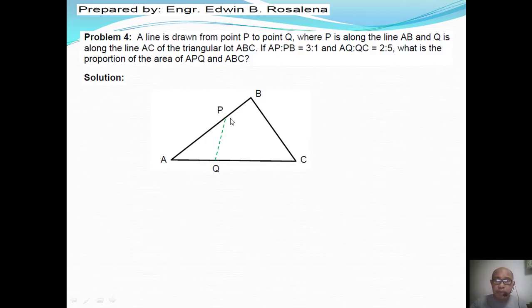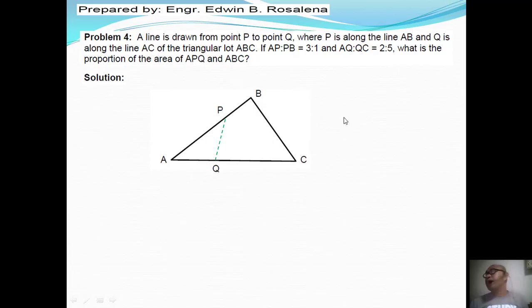AP is to PB. So the ratio of the length AP is to PB is 3 is to 1. And the ratio AQ is to QC is 2 is to 5. What is the proportion of the area APQ over area ABC? Okay. So the question is the ratio of the area APQ over the area ABC.